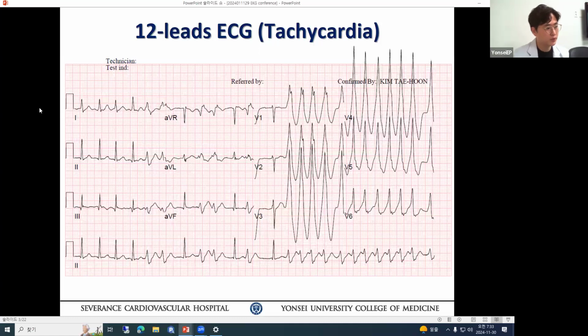네, 오늘 EKG 컨퍼런스 먼저 시작하도록 하겠습니다. 첫 번째 케이스 심전도입니다.